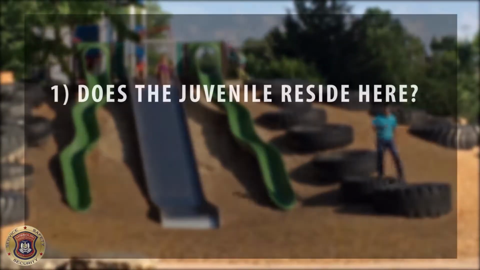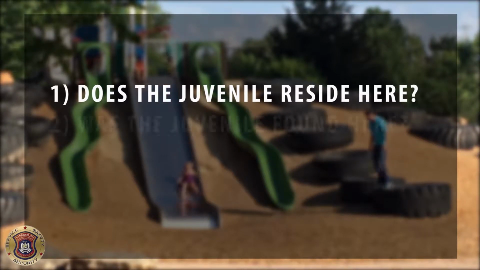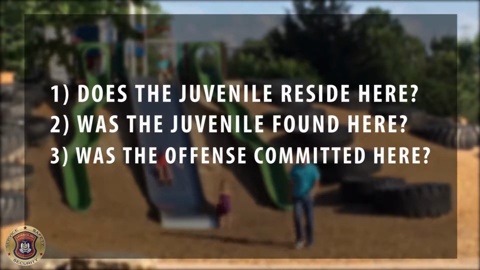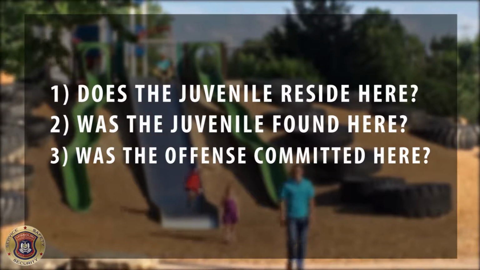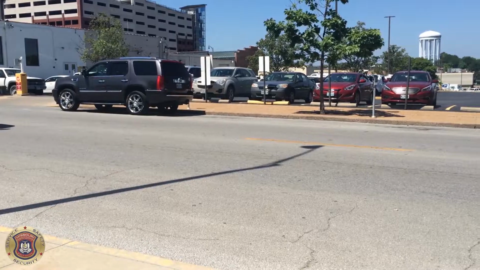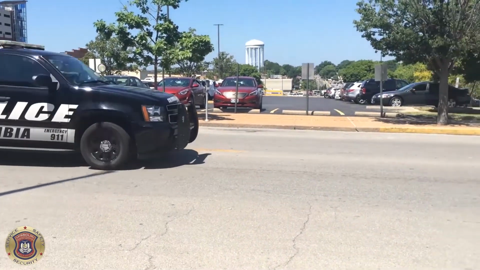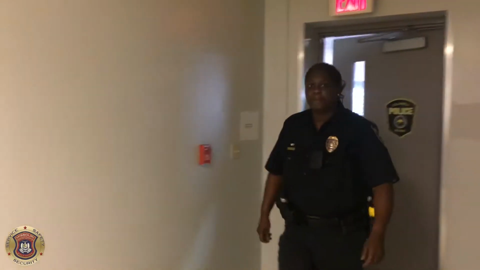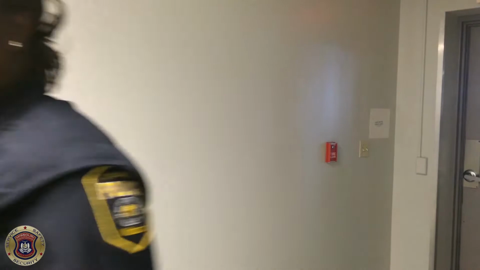The location where juvenile matters are held varies from case to case. Ask yourself, does the juvenile reside here? Was the juvenile found here? Was the offense committed here? Your answers to these questions determine whether or not your county's juvenile office has jurisdiction. Regardless, your jurisdiction's juvenile office must be contacted. It's important to relay your findings to these questions to the responding juvenile officer.